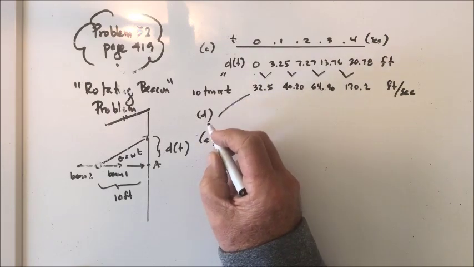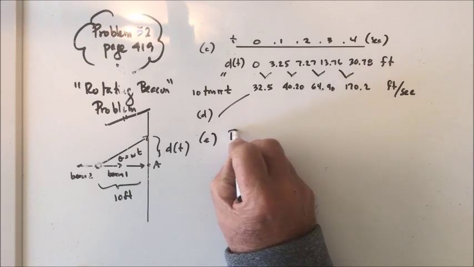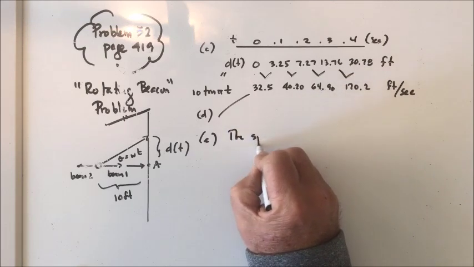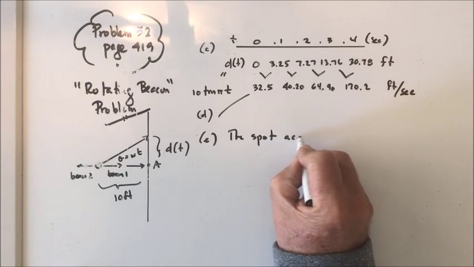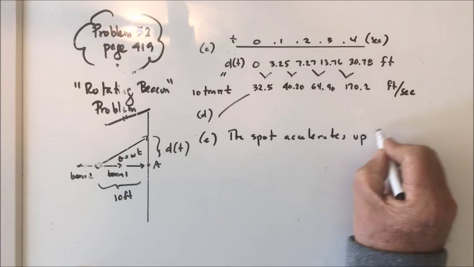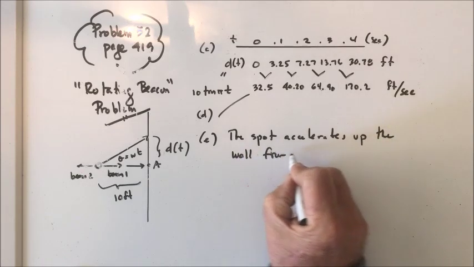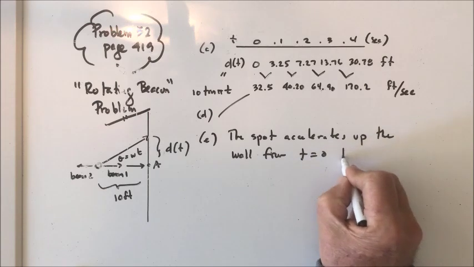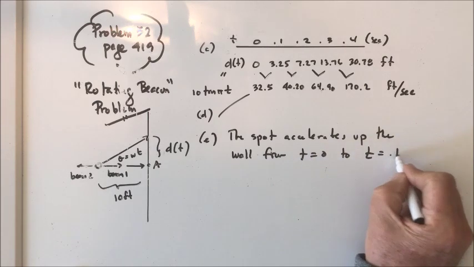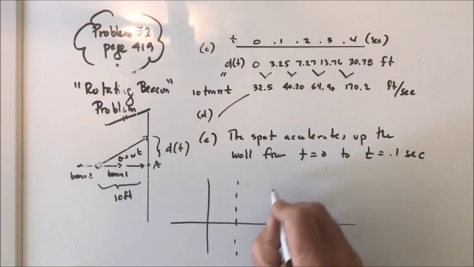E says interpret what's going on, and what we're finding here is that the spot accelerates up the wall from t equals 0 to t equals 0.1 second. Now I said that because I unfortunately erased the graph. I'm going to get it back real quick here.